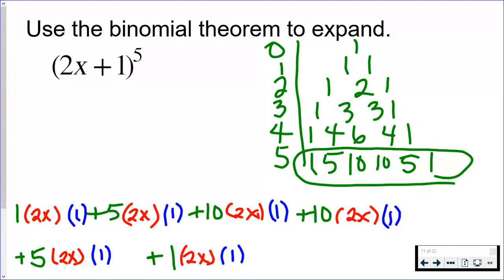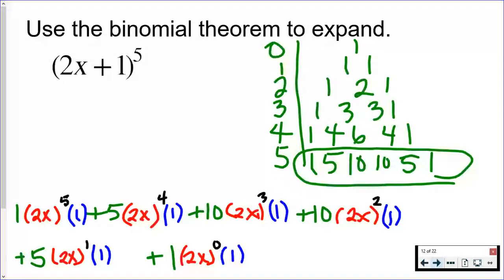Next, I'm going to fill in my exponents. So starting with 2x, I'm going to raise 2x to the 5th power in the first term, the 4th power in the second term, and so on until I decrease until 0. So 5, 4, 3, 2, 1, 0.